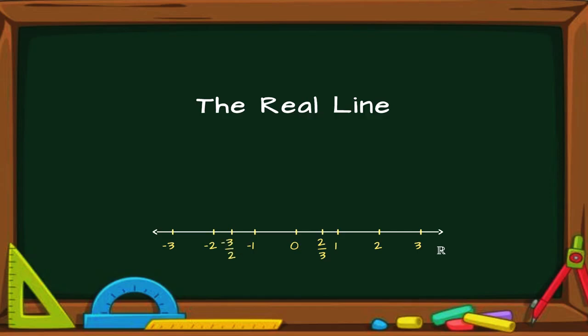There are stranger beasts on the real line than even that. Consider the irrational number square root of 2, which is approximately here, or another famous irrational number pi, which is just to the right of 3. All of these numbers are organized into one structure, which we refer to as the real line, and it's a structure on which a great deal of mathematics takes place.